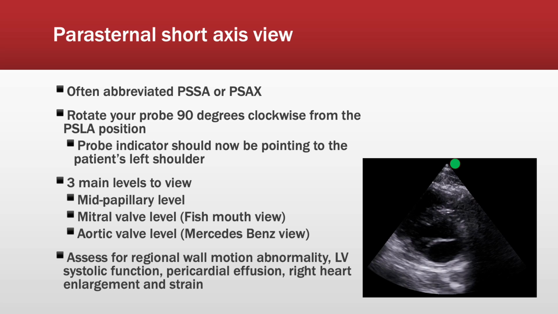So parasternal short axis view is going to be the next view that we're going to obtain. It's often abbreviated as PSSA or PSAX. To obtain this view from the parasternal long axis view, all you have to do is rotate your probe 90 degrees clockwise so that the probe indicator is now pointing to the left shoulder of the patient.